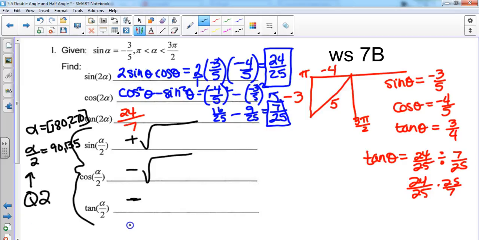Now what? The sine rule was 1 minus, what's the value of the cosine? I'm trying to scrunch this in here. Cosine is negative 4/5. Okay.